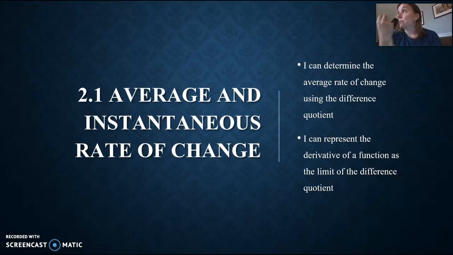Instantaneous rate of change is how fast am I going at this very second, at this instant? And average rate of change is, well, I traveled a certain distance, how fast did I go over that time period?